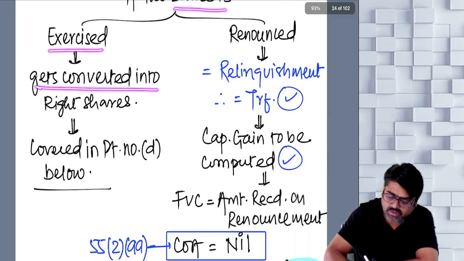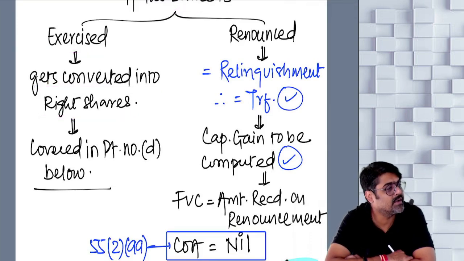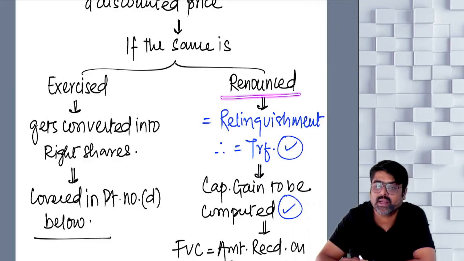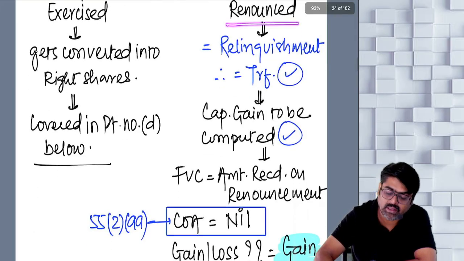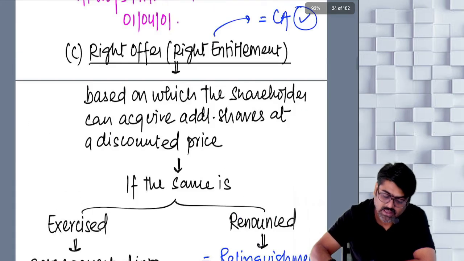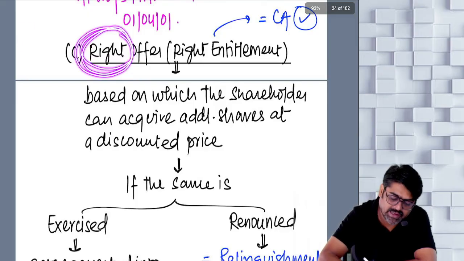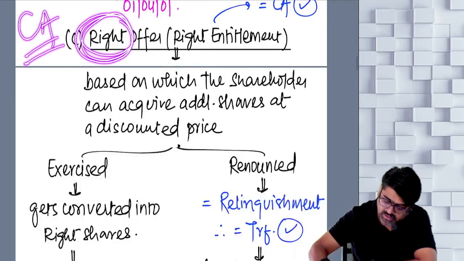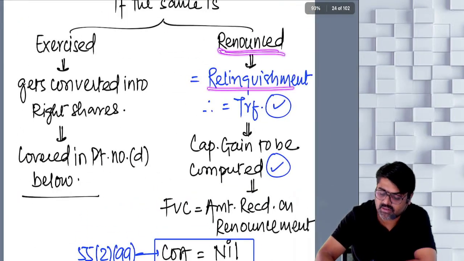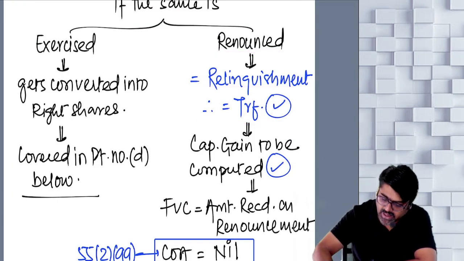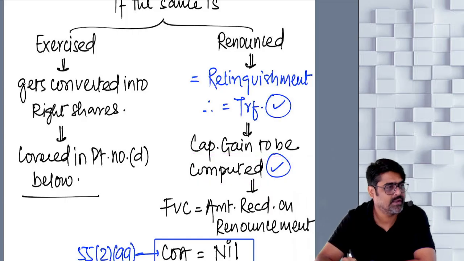Okay, no? So now if the right is exercised, it gets converted into right shares. And what if the right is not exercised? Can you renounce the right in the favor of someone else? Yes. So whenever you renounce the right in the favor of someone else, that is known as relinquishment of capital asset, which is nothing but a transfer. And your right which the company is giving is your capital asset. Right is a capital asset, and which is renounced means it is relinquished, means it is transferred. Your capital asset is transferred. Capital gain will be calculated on renouncement in your hands.